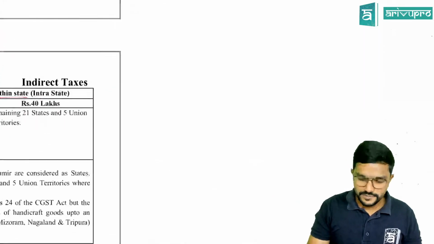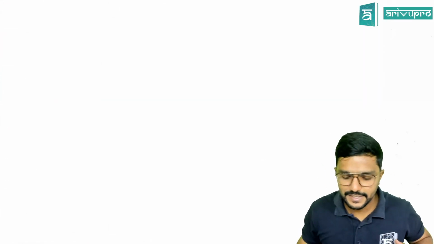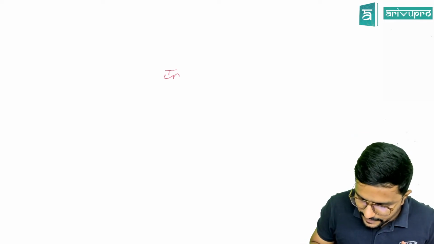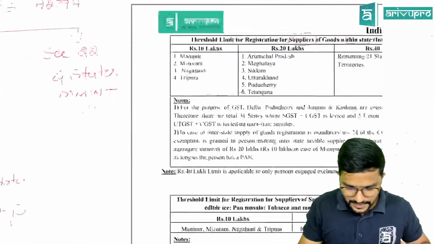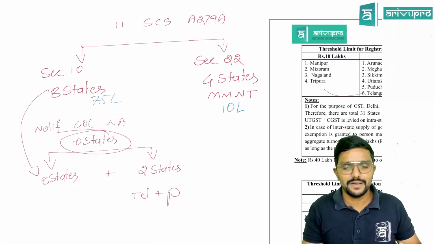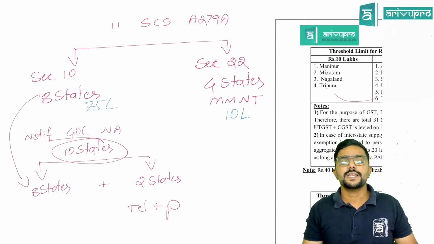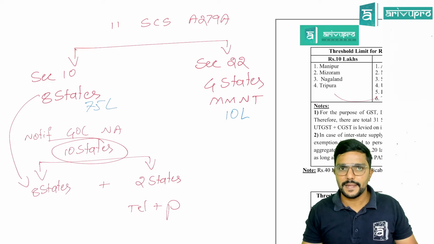Yes. Next, see guys, I think I have already explained this point, but let me tell it again. In India, you can take this down. Even this, you can take down. Please take it in the way you understand. I will repeat this point. See, there are totally 11 special category states as per Article 279A.